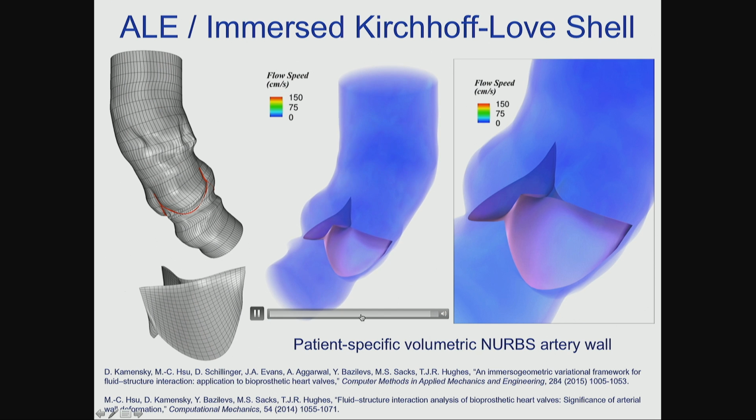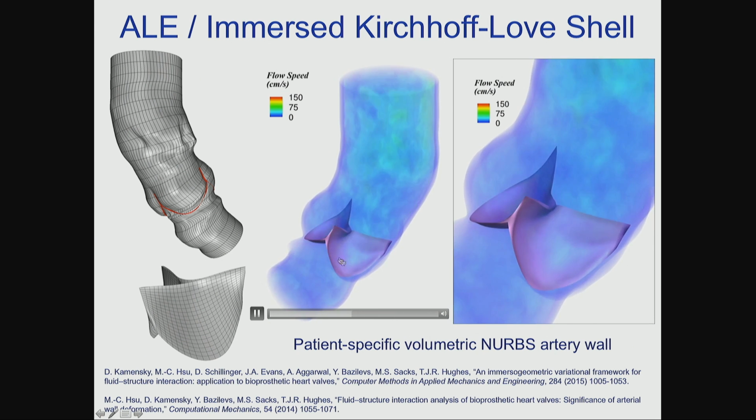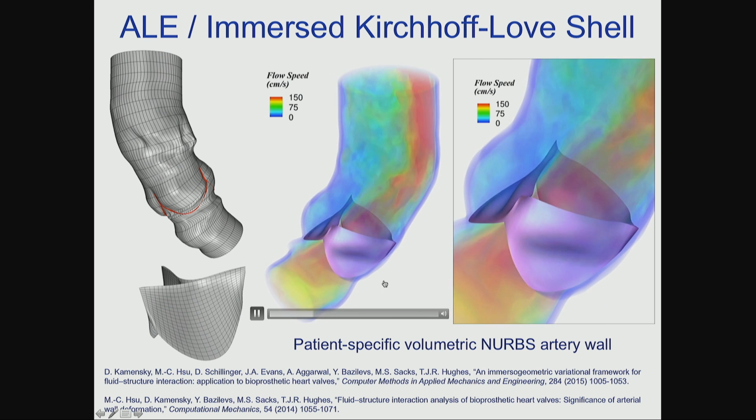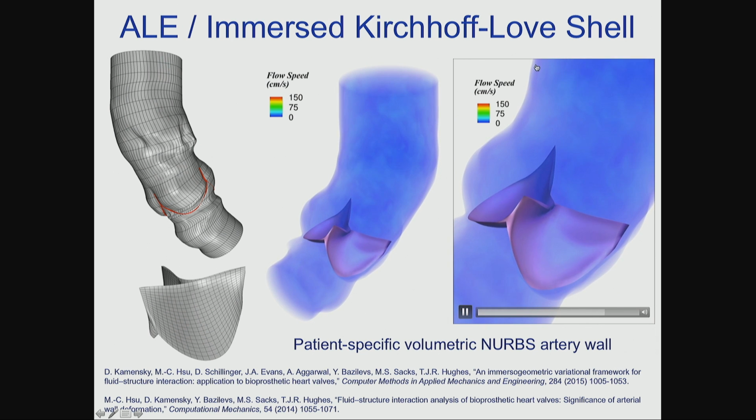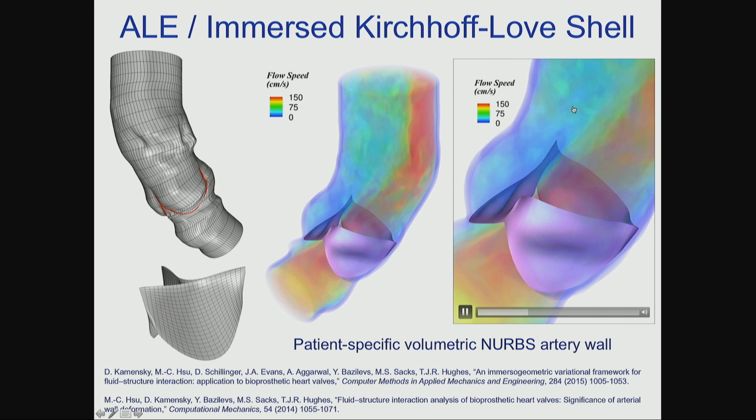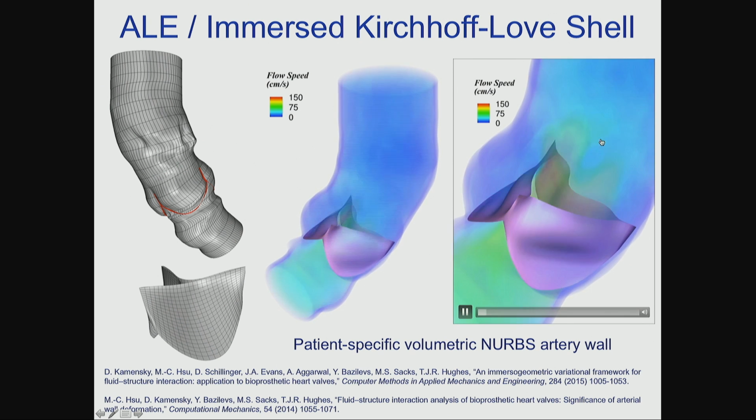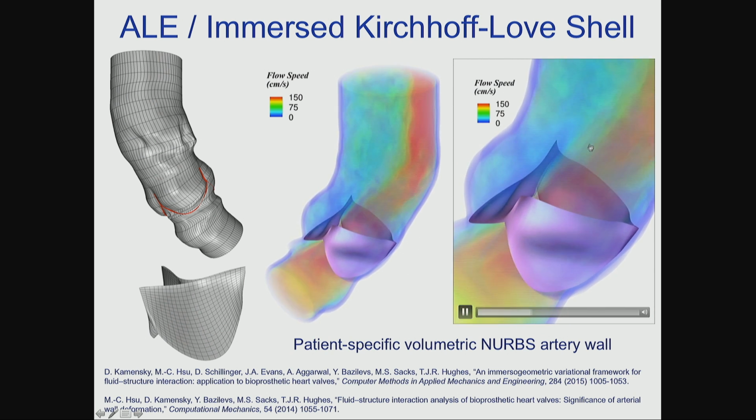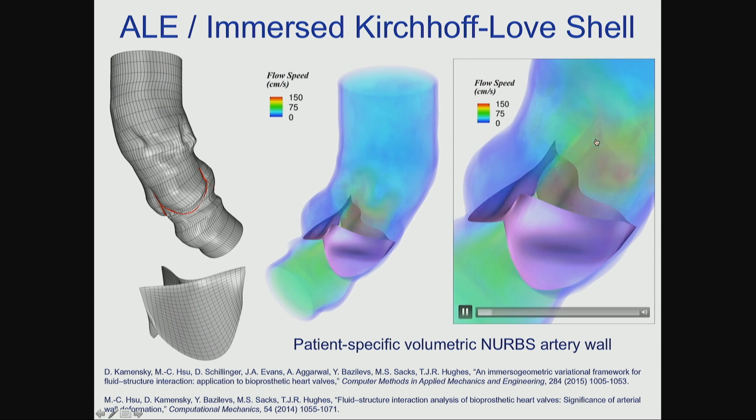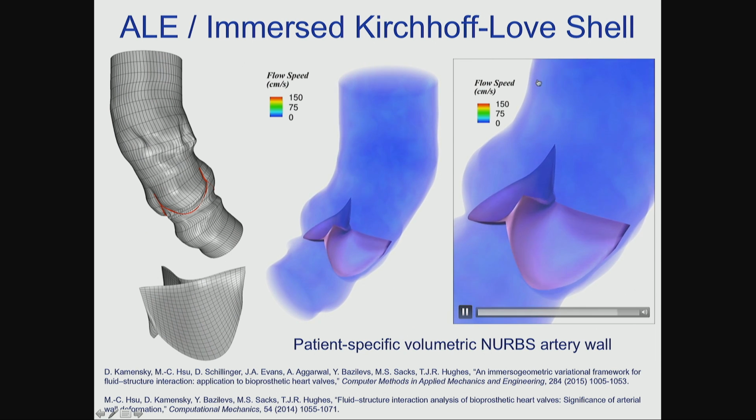What you see here is a so-called patient-specific aortic valve in a region of the aorta. This is the aortic root here. And the background here is a three-dimensional arterial wall. It's deforming. The fluid mesh is deforming in an ALE-type format, arbitrary Lagrangian Eulerian. This has a variational multi-scale solver. Everything is isogeometric. This is all compatible, smooth splines.